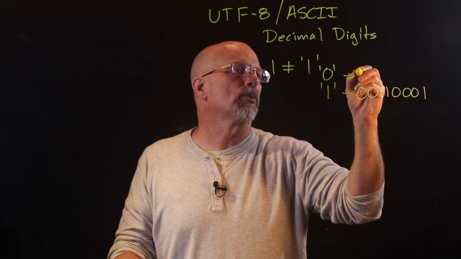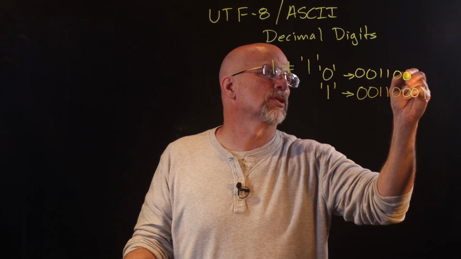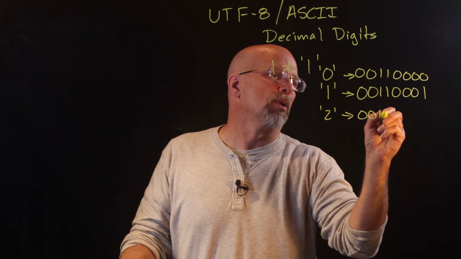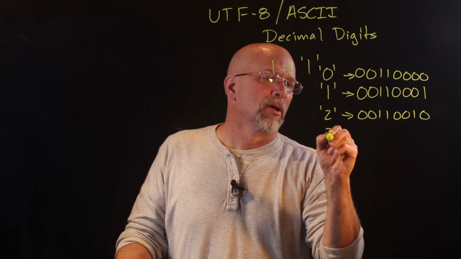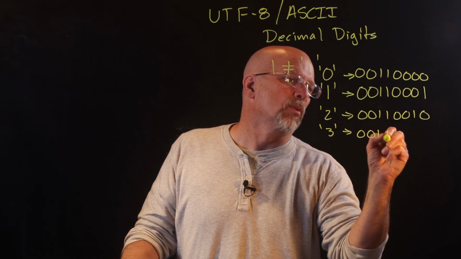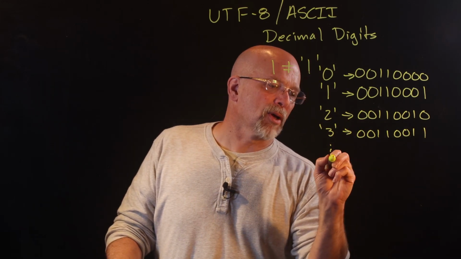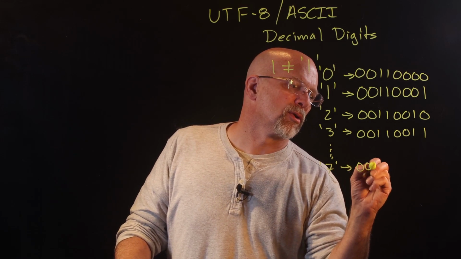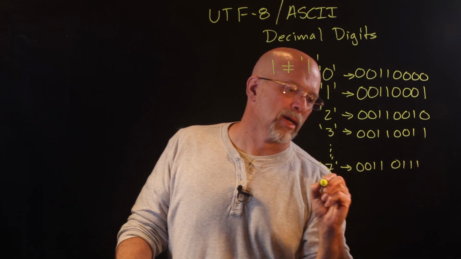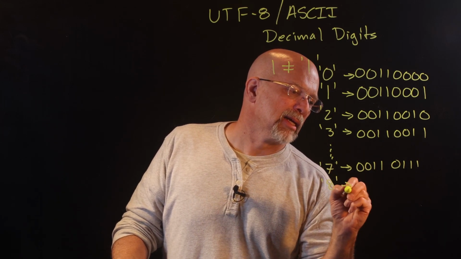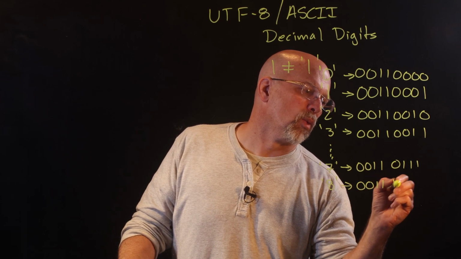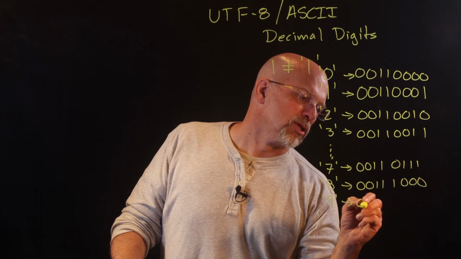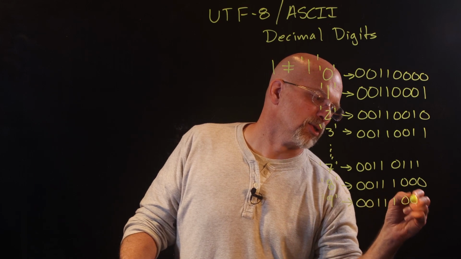The character 0 is represented with 0011 0000. And then as we go down, 2 is 0011 0010. 3 is 0011 0011. And we keep going down until we get to 7. The character 7 is 0011 0111. The character 8 is 0011 1000. Character 9 is 0011 1001.